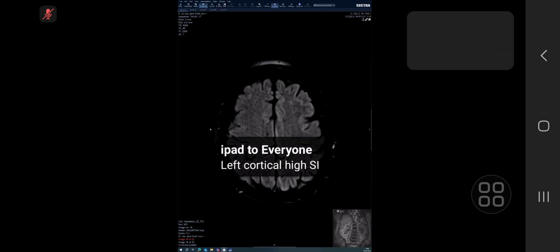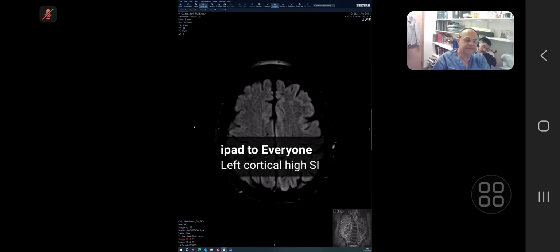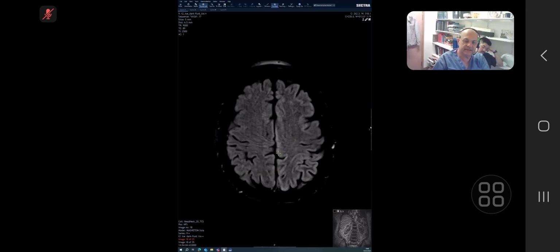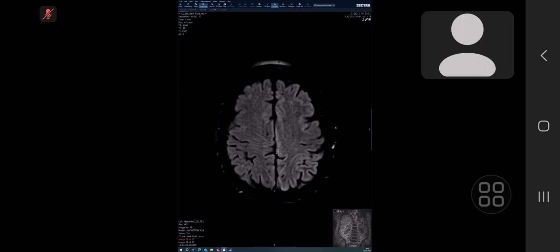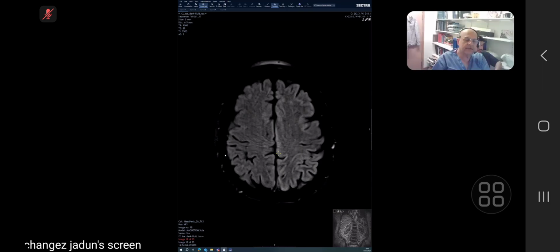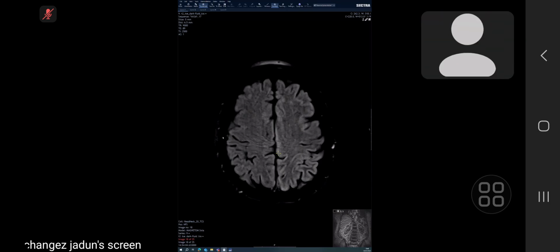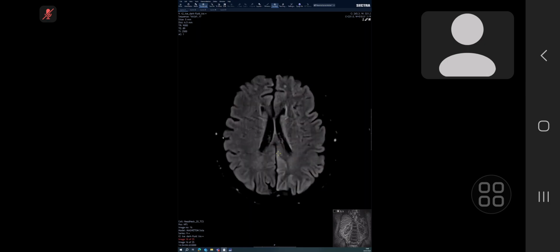Okay, so the patient's right side is this. Remember, this is the left side. Yes, sir, I am talking about the patient's side, on the right side of the patient. Okay, so I'll keep the arrow on the right side of the patient. Okay, keep going. I can appreciate some altered signal in the cortex of this patient.